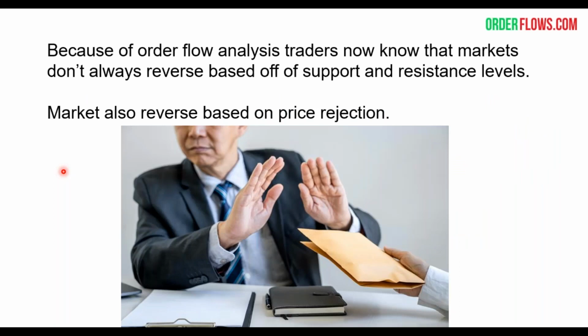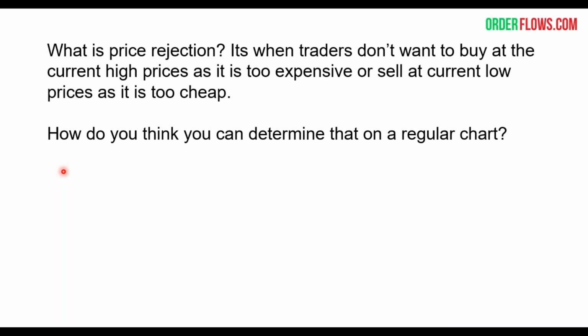So because of order flow analysis, traders now know that markets don't always reverse based off support and resistance levels, right? I see a lot of traders posting charts everywhere online that's available. I mean, I see it even on Instagram now, but you've got Facebook, you've got Twitter, everywhere. People love to post their charts and always, oh, this is a support level, this is a resistance level. Well, there's more than just support and resistance in the markets. There's also price rejection, okay, where traders stop buying at a price because it's too expensive, or they stop selling because it's too cheap.